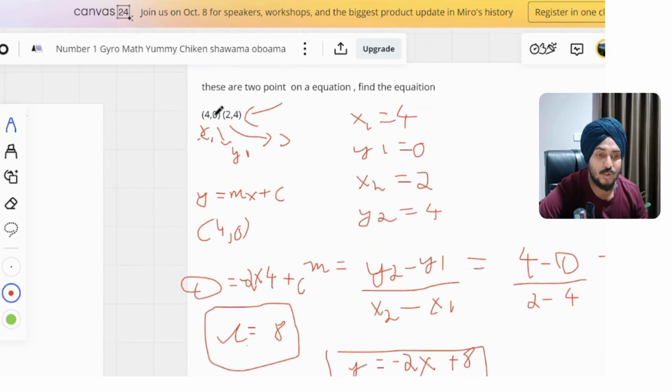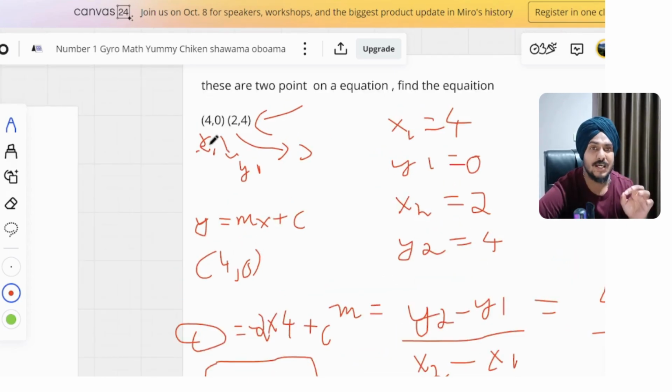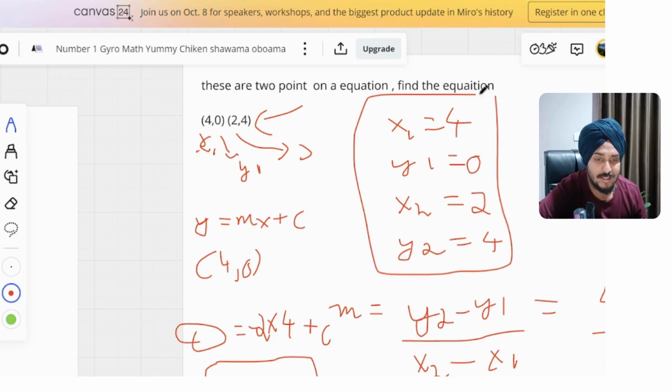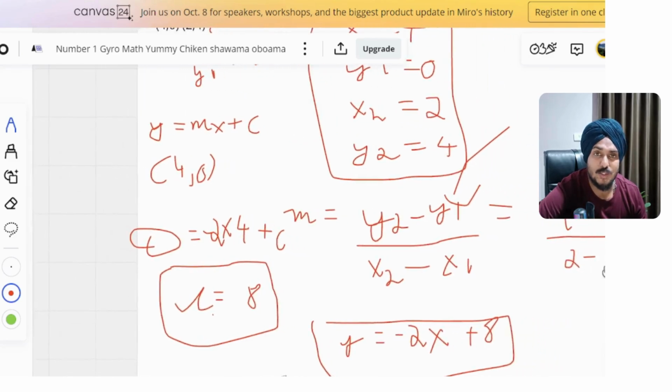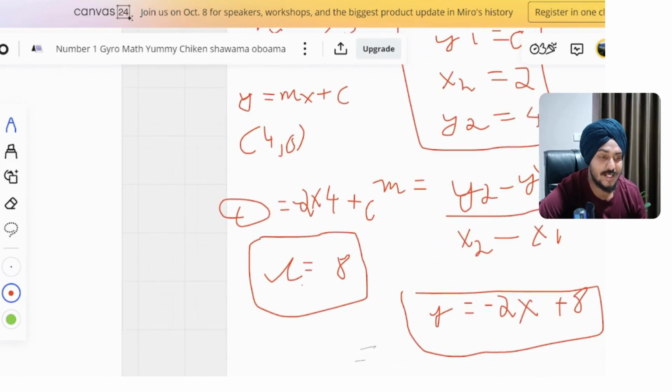One more time, I'll go through it very quickly. Now they gave us points. They want us to find that equation. The first point, you can label it x1, y1, and this one is x2, y2. I labeled them already. Now the next thing is you have to find y is equal to mx plus c. You need to find m first. This is the formula here: y2 minus y1 divided by x2 minus x1, and we got minus 2.